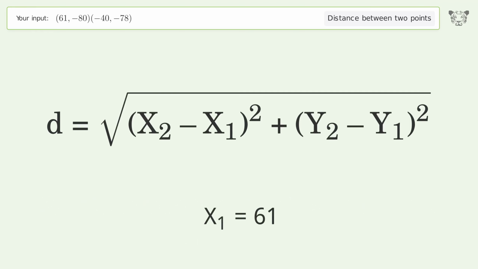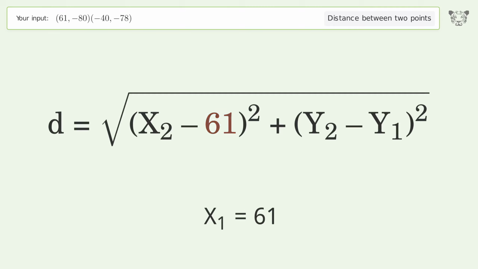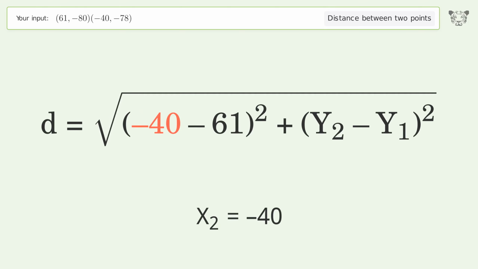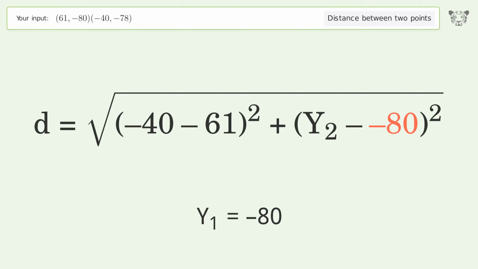x1 equals 61. x2 equals -40. y1 equals -80. y2 equals -78.